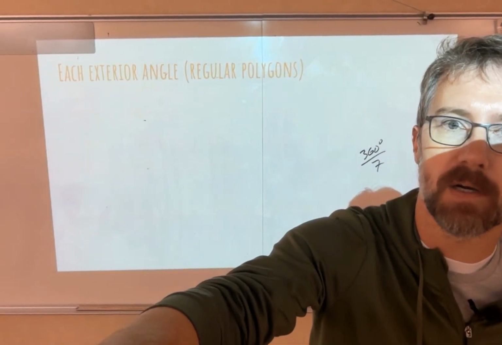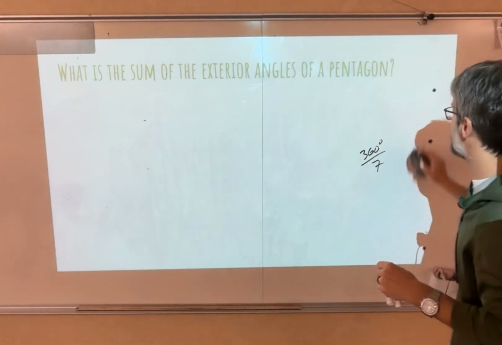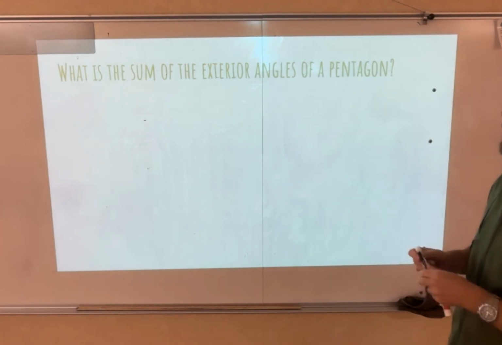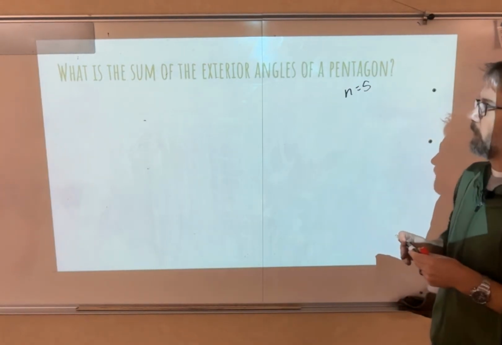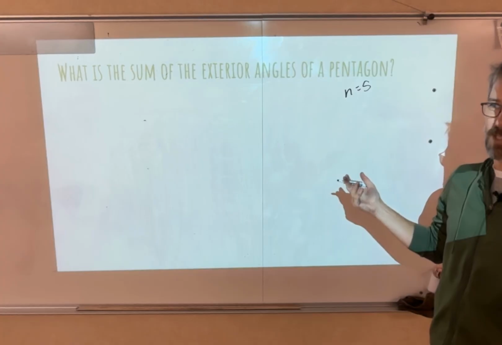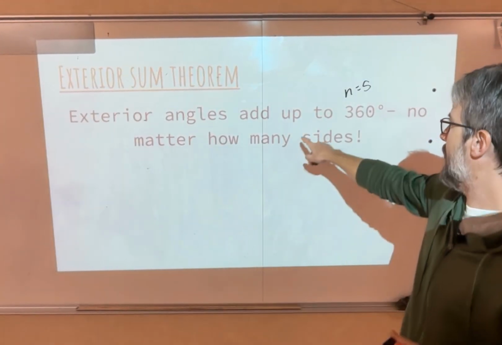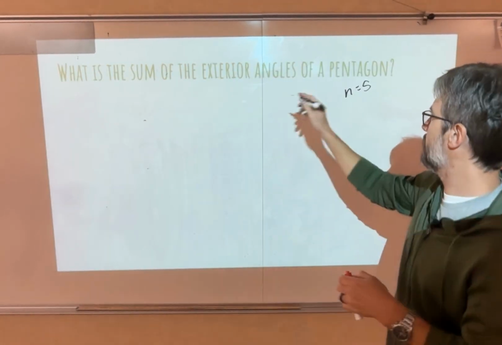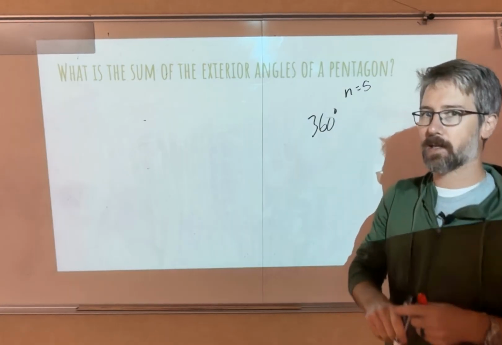Okay, so some examples. What is the sum of the exterior angles of a pentagon? Well, pentagon means n equals 5. In this case, it's kind of a trick question because our rule for exterior angles is that they always add up to 360. So what is the sum of exterior angles of a pentagon? 360 degrees automatically.